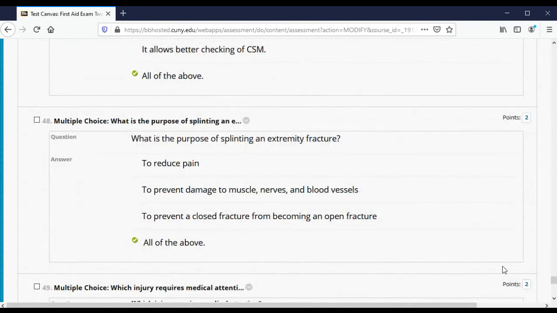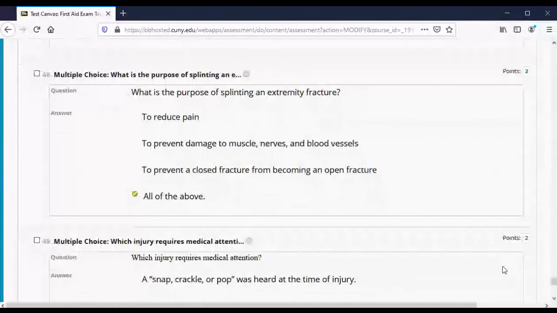What is the purpose of splinting an extremity fracture? And it was all in the presentation that we presented last week. To reduce pain, to prevent damage to muscle, nerves, and blood vessels as bones rattle around, and to prevent a bone from popping through the skin and becoming an open fracture. So the answer is all of the above.